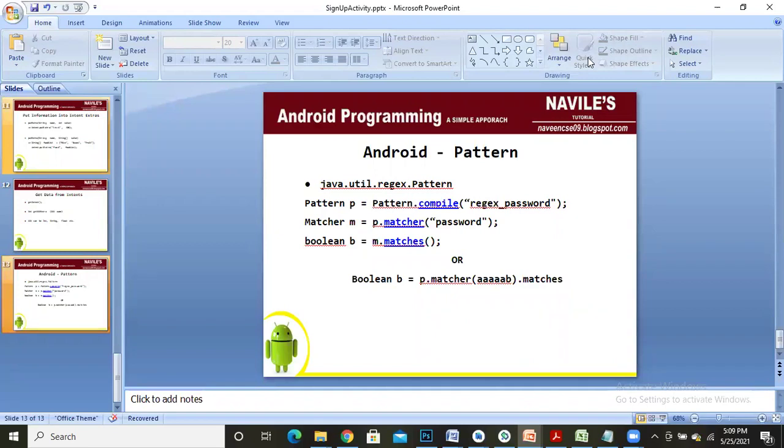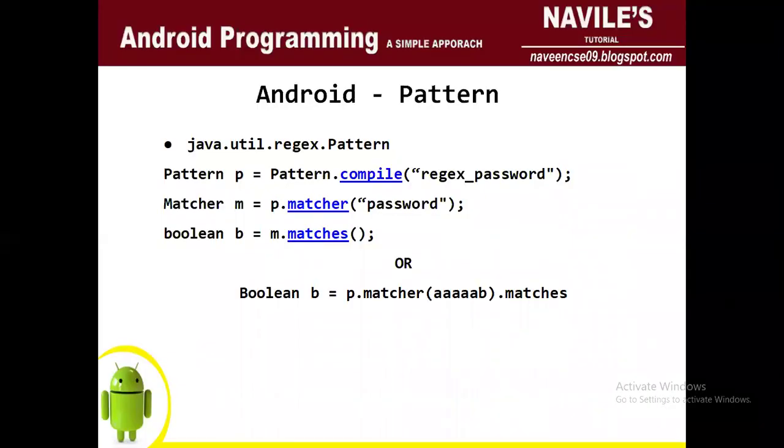After understanding how data can be moved from one activity to another, how intents are used to pass the data, and how to navigate from one activity to another, now we'll understand how to validate a password. To do this, Java provides a class called Pattern, which is present in the package java.util.regex.